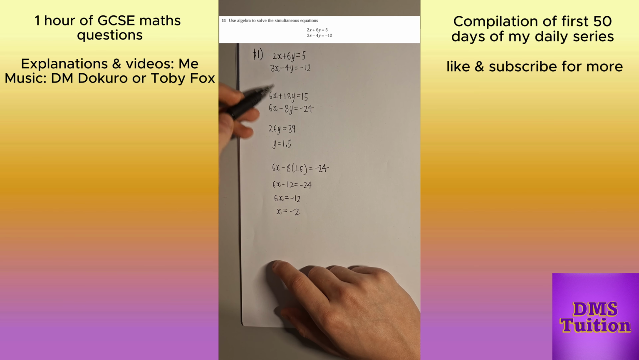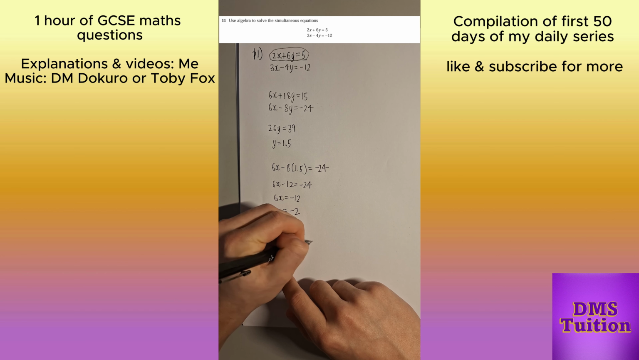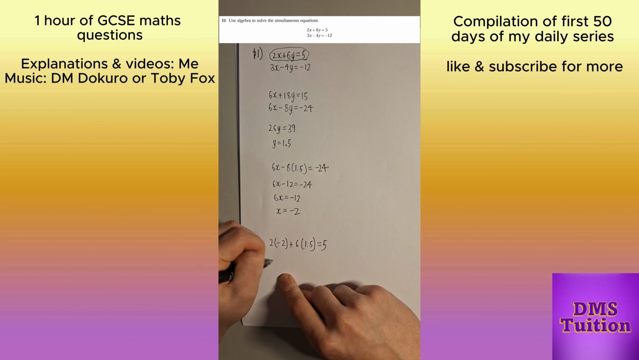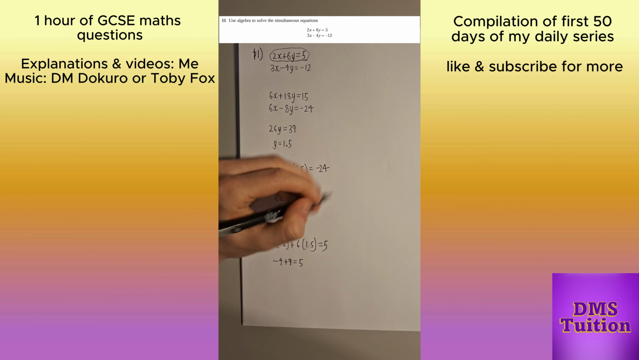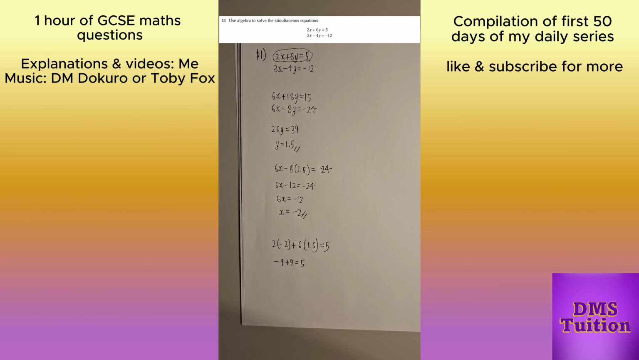And then we can simply plug those in to our first equation to check our answer. So 2 times negative 2 plus 6 times 1.5 equals 5. And then you just get minus 4 plus 9 equals 5, which is correct. And you only actually need to do up to getting these two results, but it's always nice to check your answer.